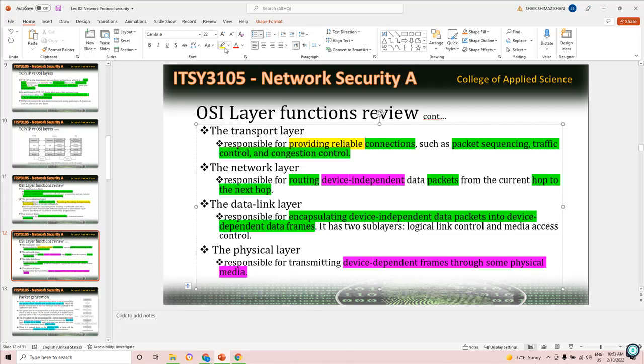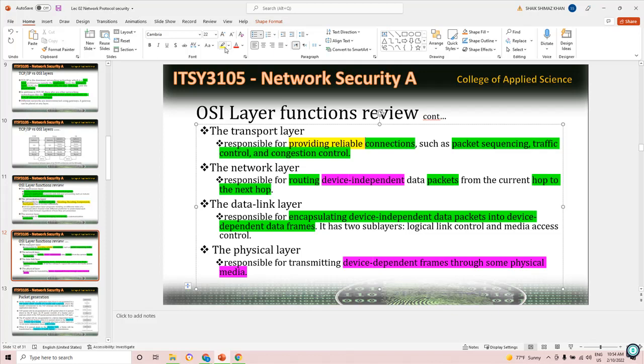Next one is called the network layer. In the network layer, the important protocol is IP. This layer is responsible for routing device-independent packets. When we are communicating across the network, I am speaking now, you are able to hear my voice as well as see my system screen. These packets, voice and image, travel through different networks and reach you.